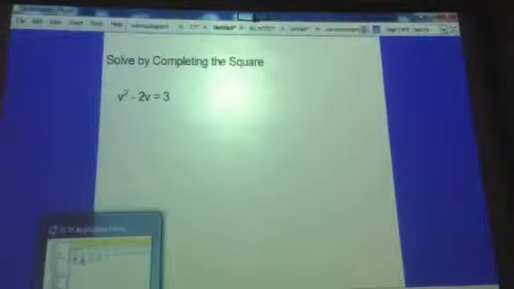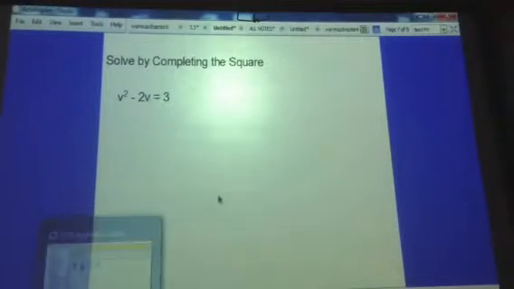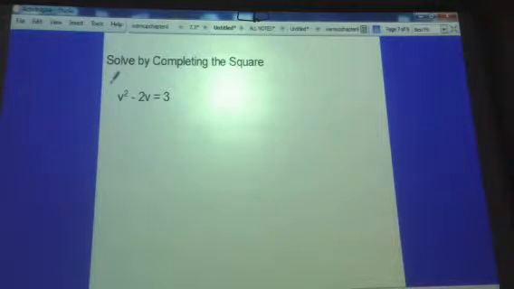Okay, we're going to solve this quadratic equation by completing the square. First thing I noticed is that my v squared term is alone and by itself, with a 1 out in front, so that's what I want. I have minus 2v, and my c term is already on the right-hand side, so I'm pretty much set up good to go.